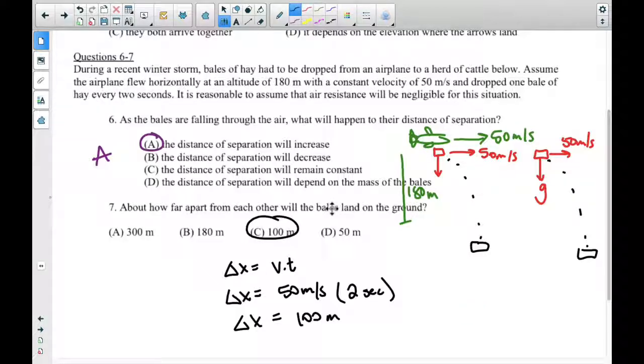All right, that is the multiple choice side of the handout. I will address the free response in the next video.